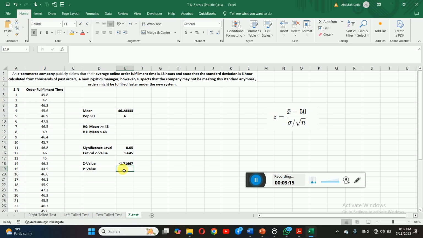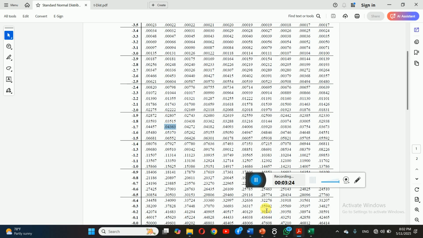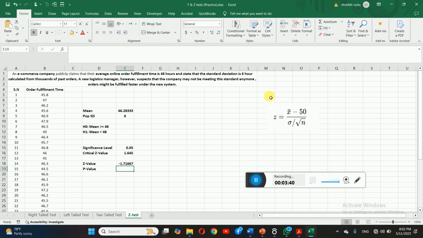Okay, if you try to find out what the p value is here, just go into the table and check minus 1.71. This is minus 1.70, and this is minus 1.71. So this is the p value here: 0.043, dear students. So you can say, since the p value is less than the significance level, you can say it like this.